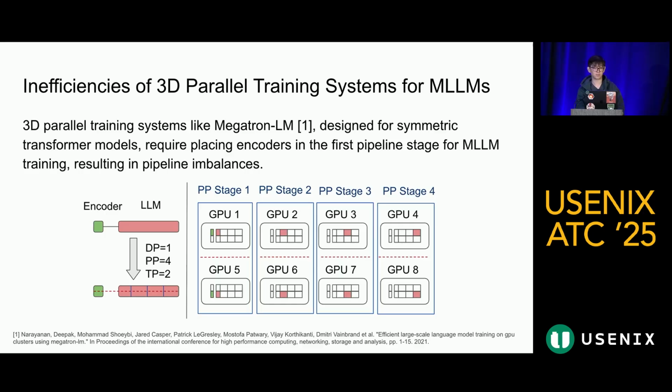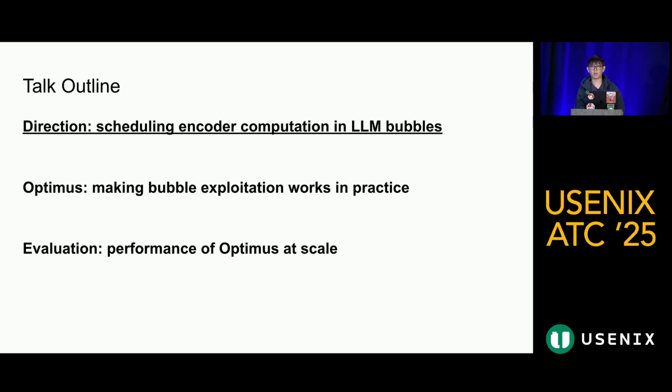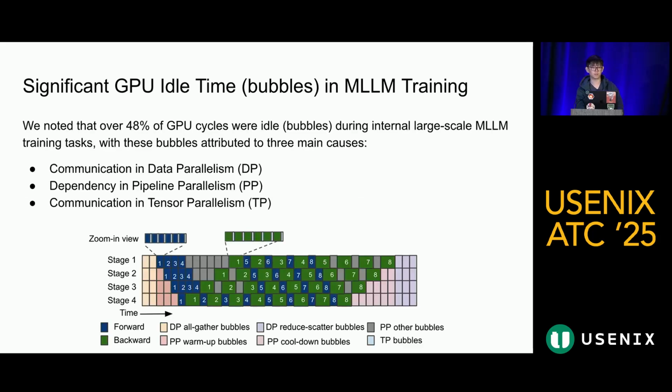So here is the outline of my talk. First, I will start with our key insights, and the direction we want to go, which is trying to schedule encoder computation into the LLM bubble to reduce the end-to-end training time for the multimodal large language model. Secondly, I will look at the key challenges of doing this and also highlight the design decisions we made in the Optimus paper. Finally, I will cover the evaluation. I will show the performance of Optimus at scale. So let's start with that direction.